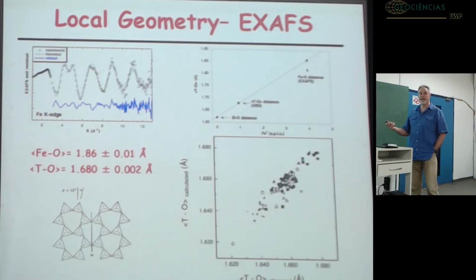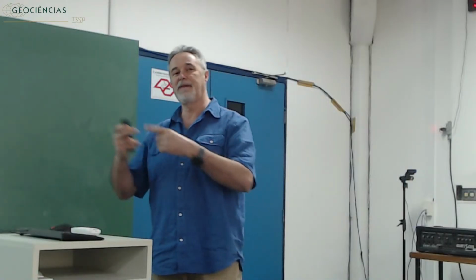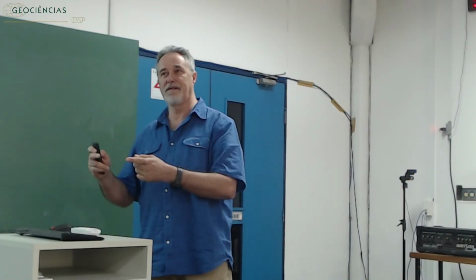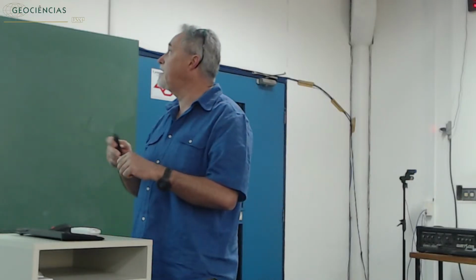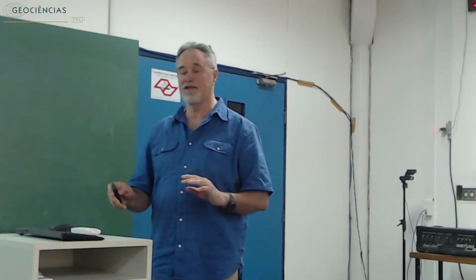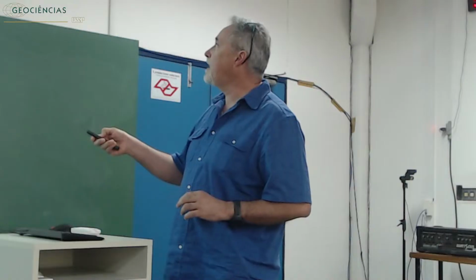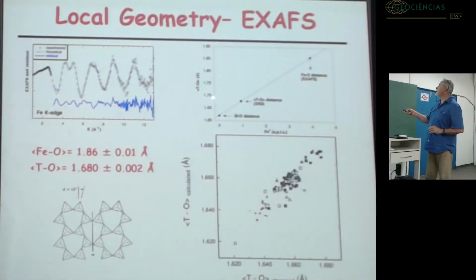What does diffraction tell us? Diffraction tells us only about the average size of the tetrahedron, because unless the entry of iron determines a different tetrahedron symmetry, if it enters in the same tetrahedron as silicon, then diffraction can tell us only the size of the average tetrahedron. And that's the size of the tetrahedron that diffraction tells us.